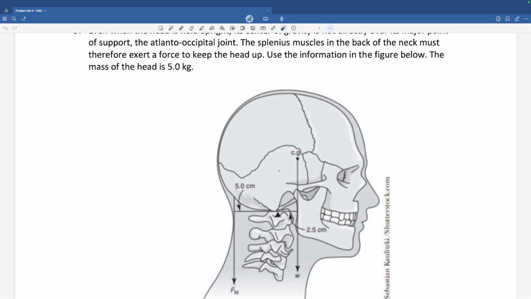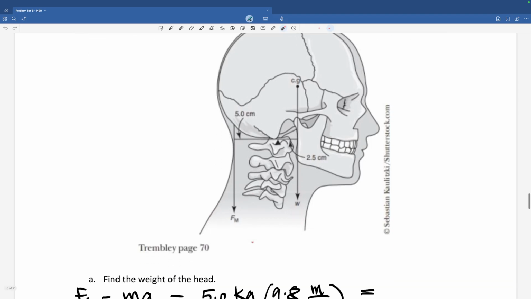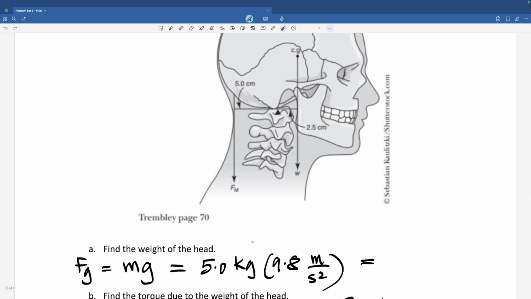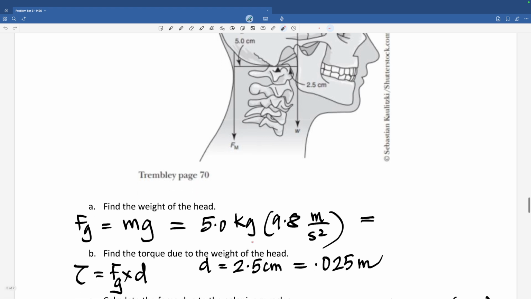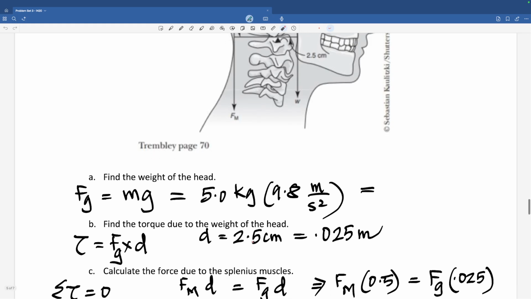And if the head is kept straight, like when a person is not sleepy, then you know the clockwise torque must be equal to the counterclockwise. I've explained everything in this question. Okay, part A, find the weight of the head. I already told you. Find the torque due to the weight of the head. I did tell you. I've even changed the centimeter into meter. I'm being kinder by the day.